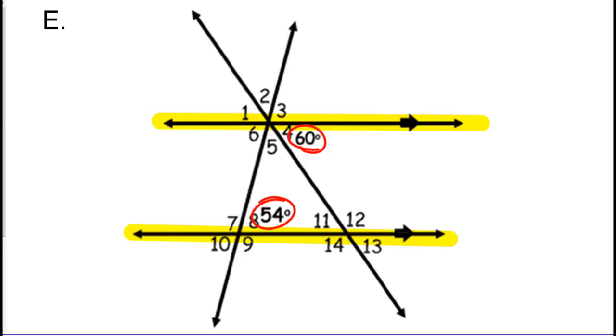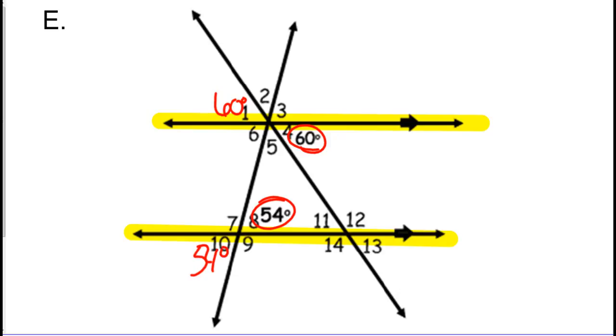I know that angle 1 and angle 4 right there, those two are vertical angles, and vertical angles, remember, are congruent, so I'm immediately going to write a 60 degrees there. The other way I'm going to go is down to angle 10, angle 8 and angle 10, right there. These two are a pair of vertical angles. So this is 54 degrees.